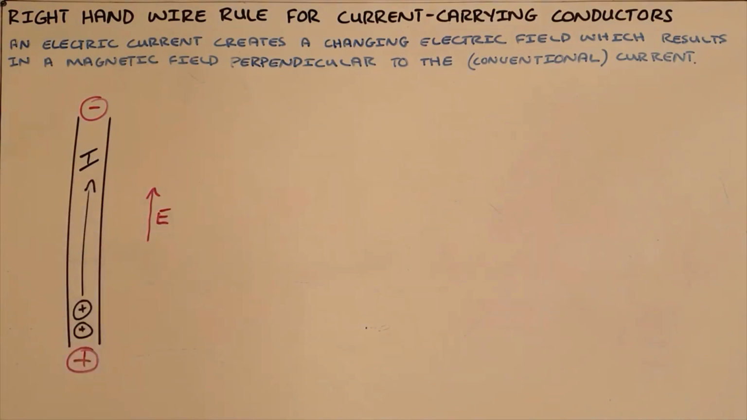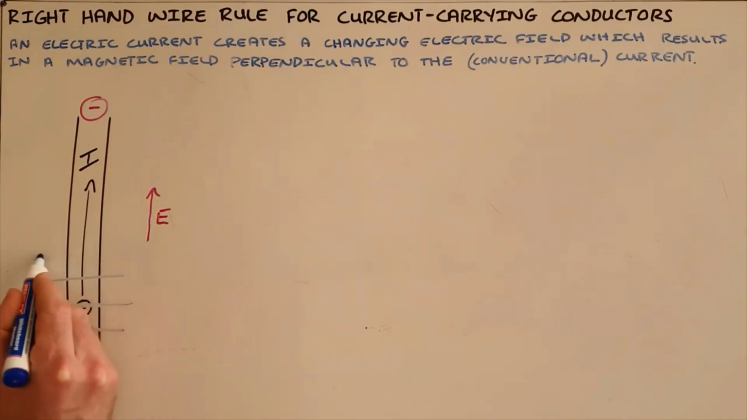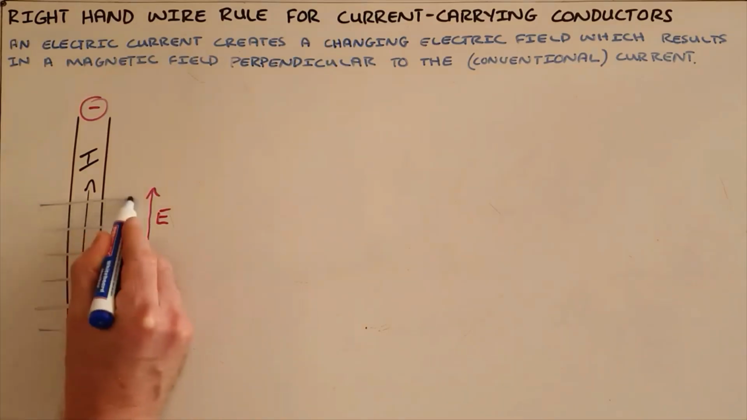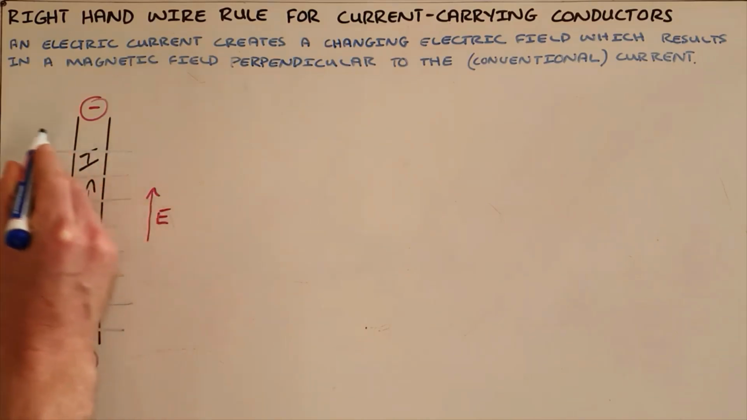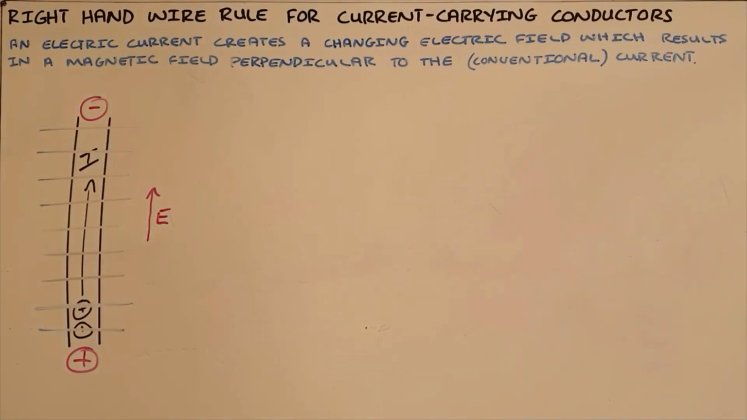As a result of the moving charge, we have a changing electric field, which we know through electromagnetism that a changing electric field will always induce a magnetic field that is perpendicular to it. This is always true of current carrying conductors, that there will always be a magnetic field produced that is perpendicular to the direction in which current is flowing through a current carrying conductor.